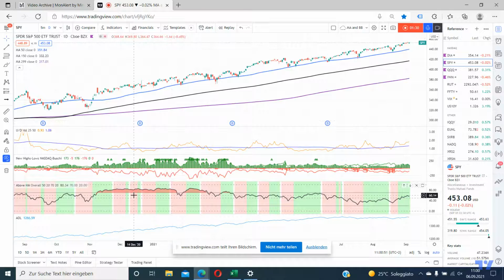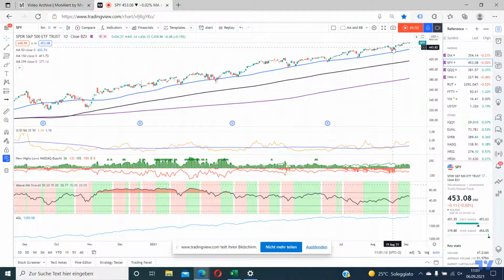The next indicator we look at is the percentage of stocks trading above the 50-day moving average. Now, this has been a key concern over the last couple of months, and it still is a concern. So we are somewhere between 50-60% here.